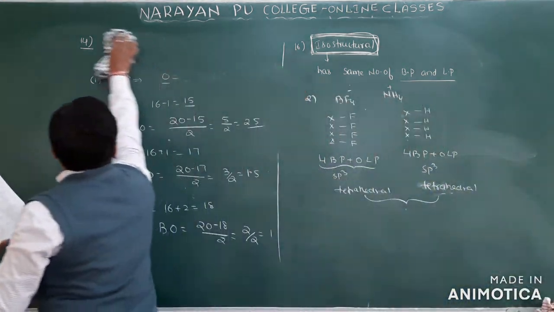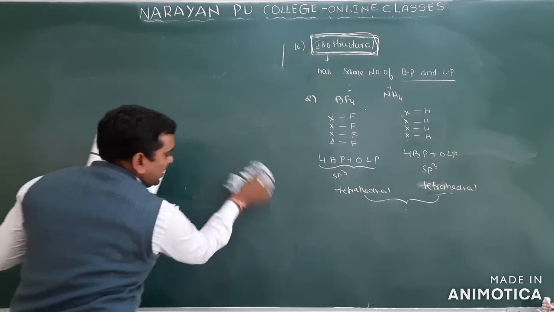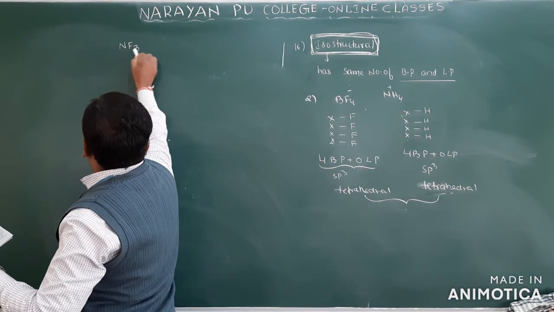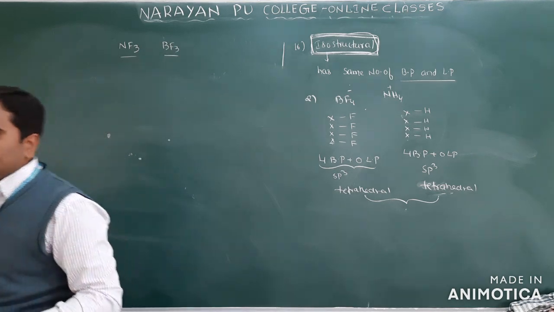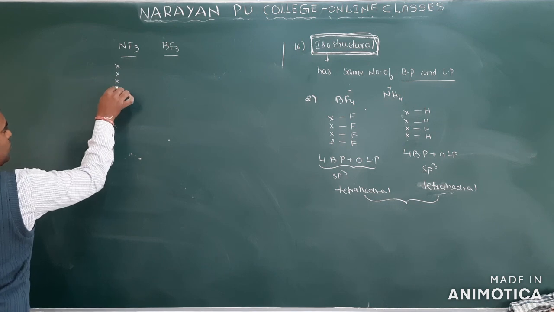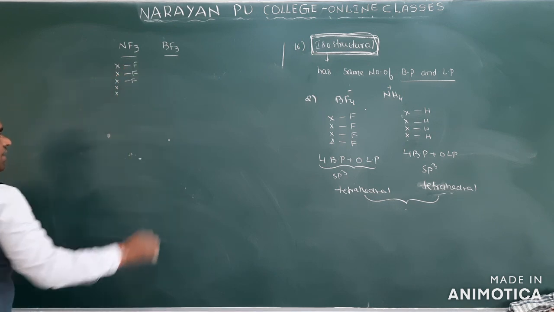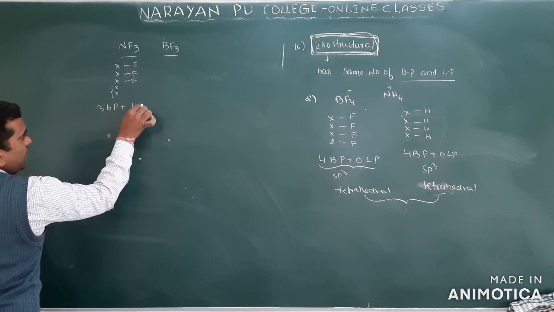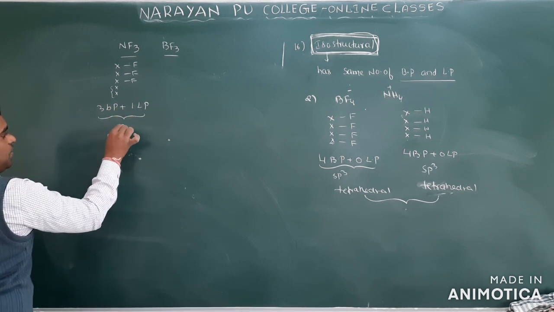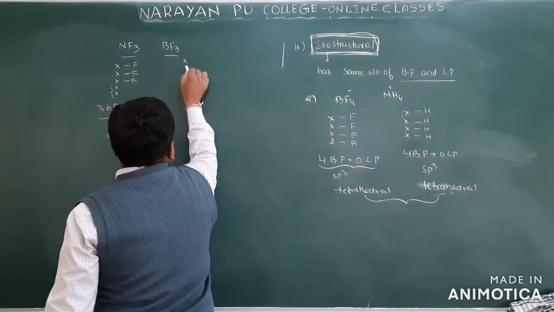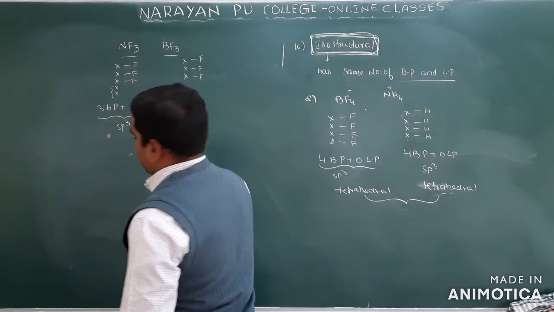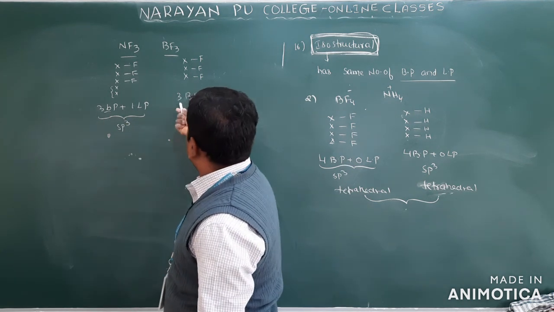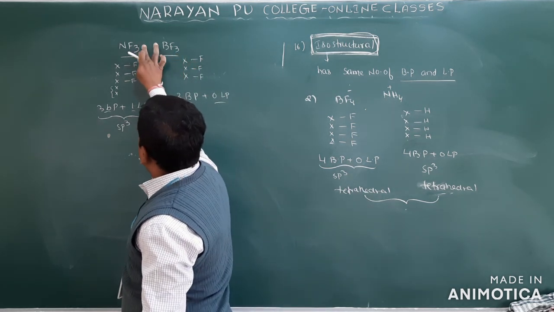Question number 16. I have mentioned the first option here. You see, what is the first option they have given? NF3 and BF3. See, will both have the same structure or not? Let's check. Nitrogen belongs to the 5th group. Each fluorine requires 1 electron from the nitrogen to form a bond. So how many bond pairs are there? 3 bond pairs. And how many lone pairs? 1 lone pair. So in total 4, sp3 hybridization. But here boron belongs to the third group. Each fluorine needs 1 electron. So how many bond pairs? 3 bond pairs, 0 lone pairs. You see, bond pairs 3 and lone pair 1, versus 3 and 0. That's why these two will not have the same structure.